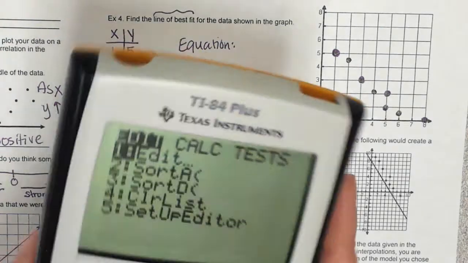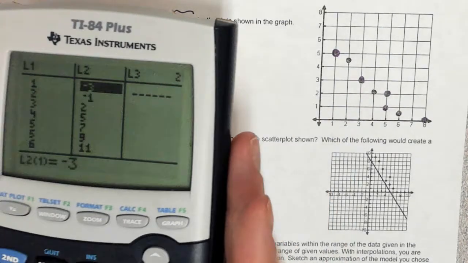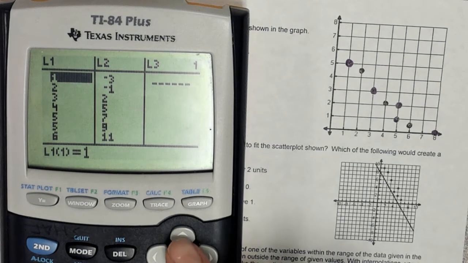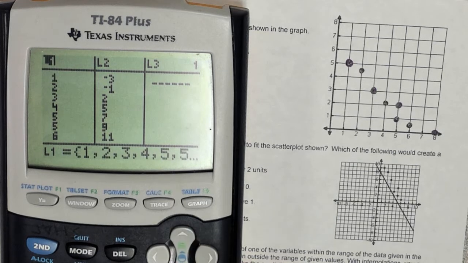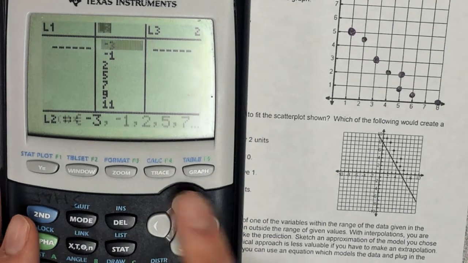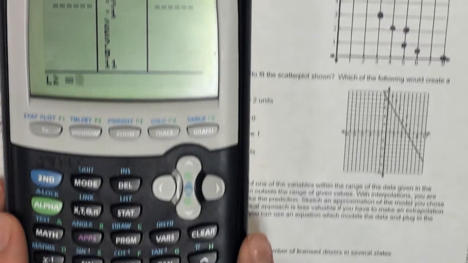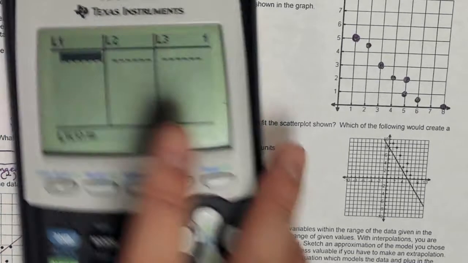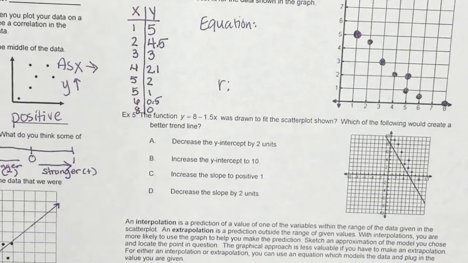When you go to type this in, and you go to Stat Edit, and there's already stuff here, do you know how to clear the list? Yeah, you just go up, so you're highlighting L1, and you hit the clear button, and then enter, and it clears it out. Go over, highlight L2, hit the clear button, hit enter, and then you're good as gold. Okay? So you try that. Let me know if you are having troubles, if you can't figure something out on the calculator, and I can help you with that.